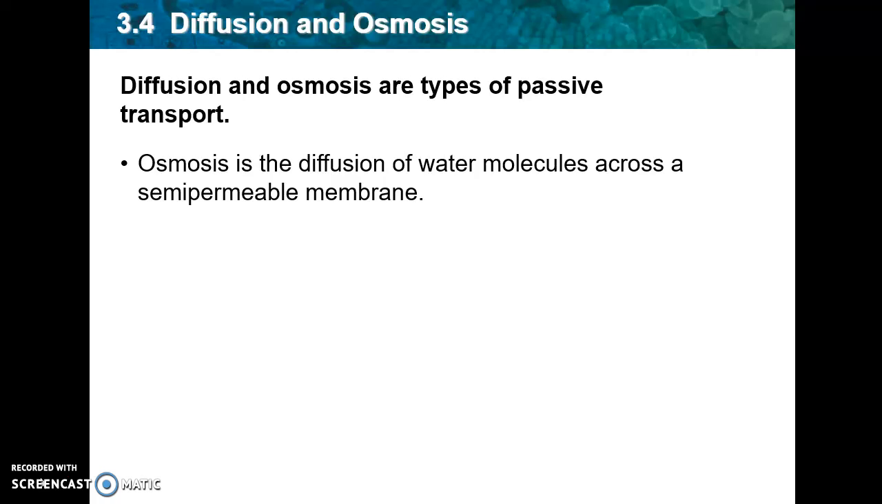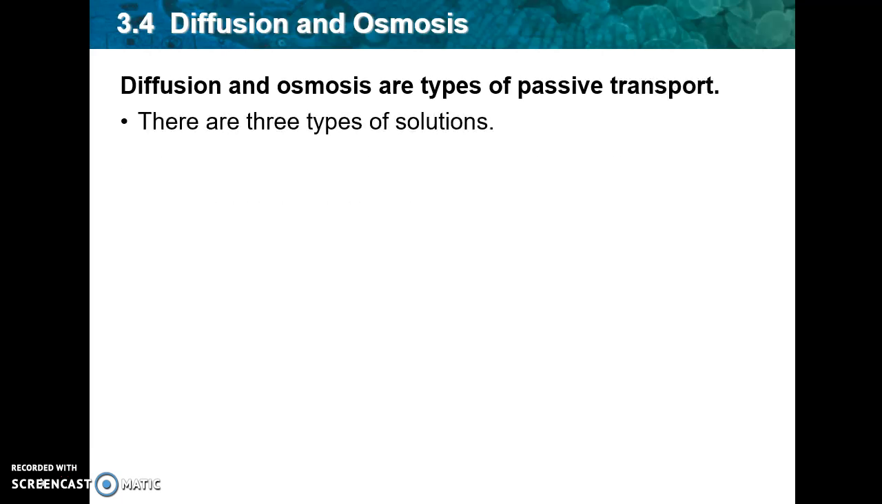Osmosis is the diffusion of water molecules across a semi-permeable membrane. So again, osmosis is going to be the diffusion of water molecules. Anytime you're talking about osmosis, it's water molecules, and it's going to be moving across a semi-permeable membrane, which means some things get let through and some don't. So diffusion and osmosis, again, are passive transport.